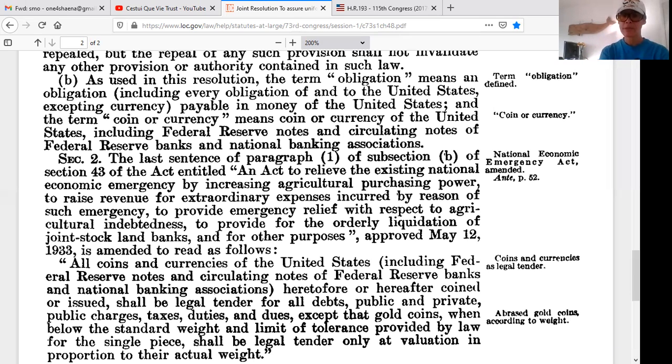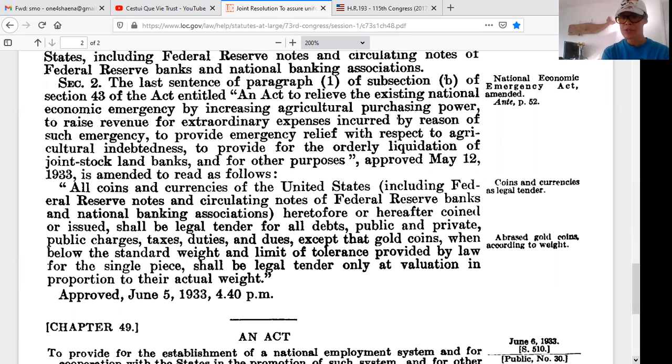All coins and currencies of the United States, including Federal Reserve notes and circulating notes of Federal Reserve banks and national banking associations, heretofore and hereafter coined or issued, shall be legal tender for all debts, public and private, public charges, taxes, duties, and dues, except that gold coins, when below the standard weight and limit of tolerance provided by law for a single piece, shall be legal tender only at valuation in proportion to their actual weight. Approved June 5th, 1933.